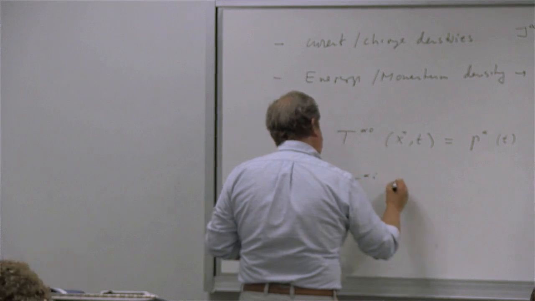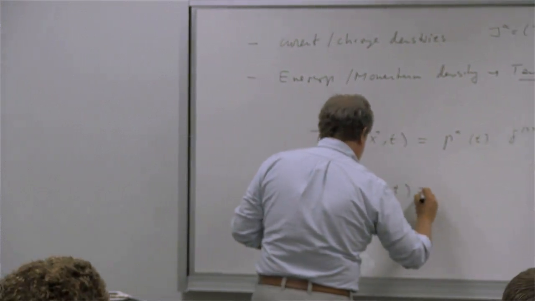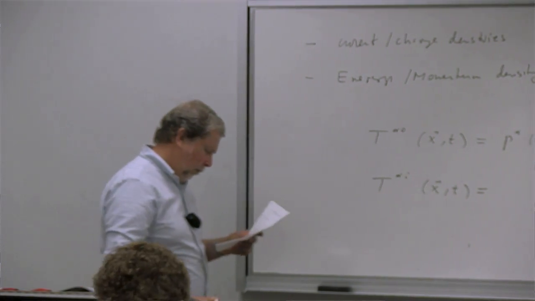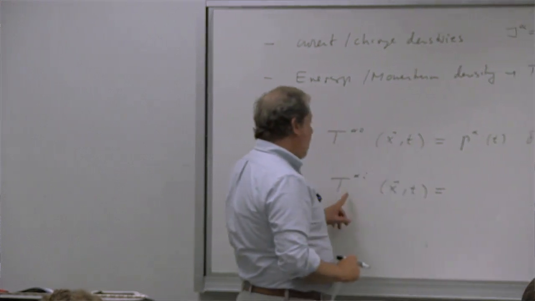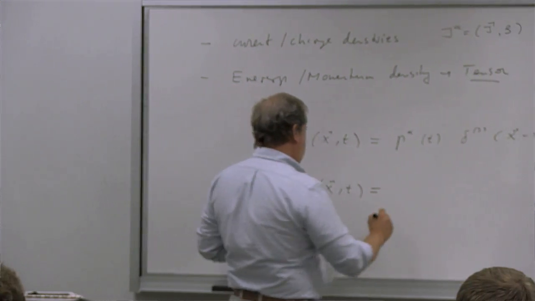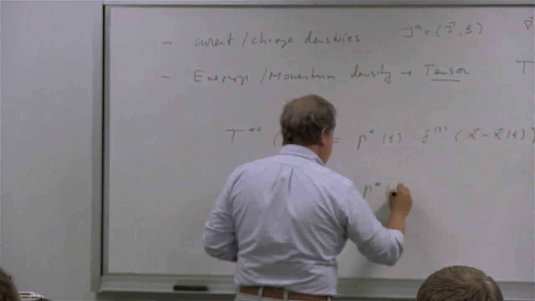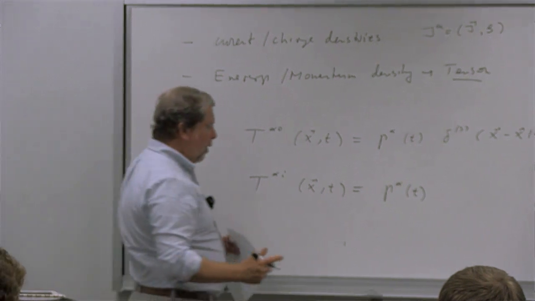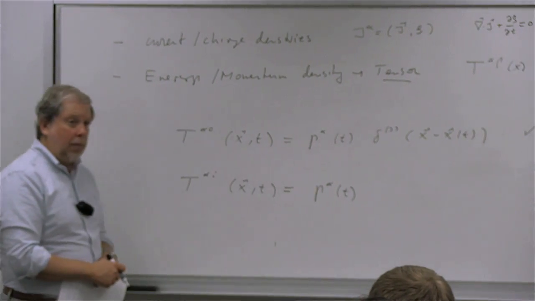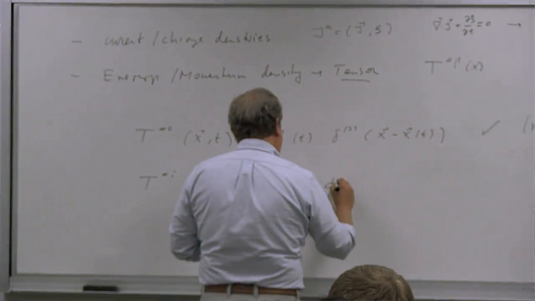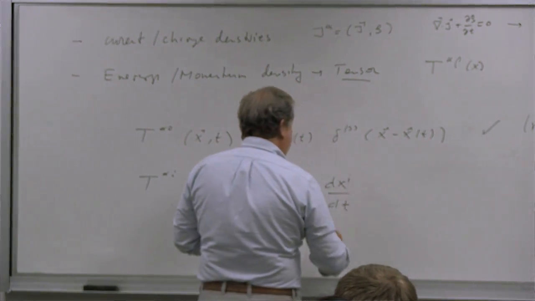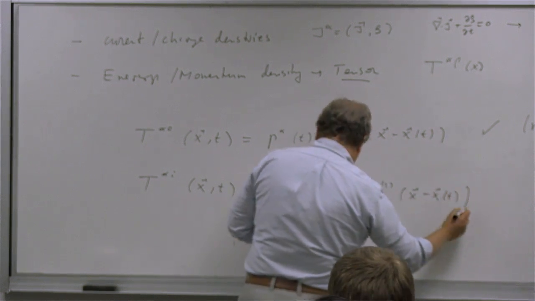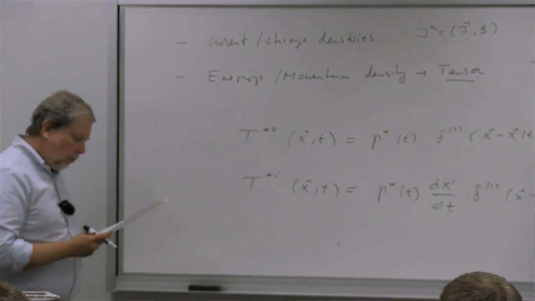So we have now T alpha i of x and t, right? And so that should be like a flow of momentum. And so the first component, of course, has to be, again, the same P alpha we have here, because this index here is unchanged. And so in order to have the flow of the momentum and the energy, we need to have a velocity appearing in here. And so that's dx^i by dt times delta 3 of x minus x of t. Right. Very good.